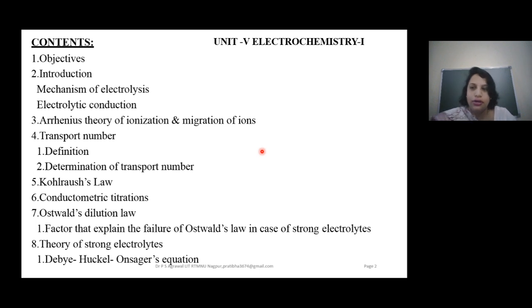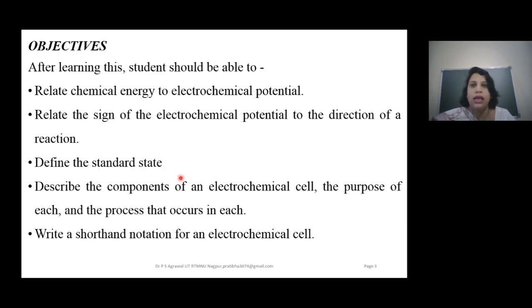So, after this unit, you will be able to learn how the chemical energy can be related to the potential, electrochemical potential. From the sign of the potential, we can predict the direction of the reaction. We can define the standard state and why it is necessary to define it.